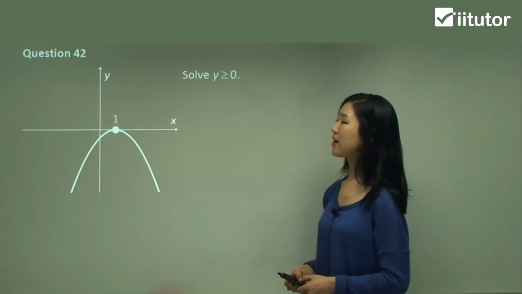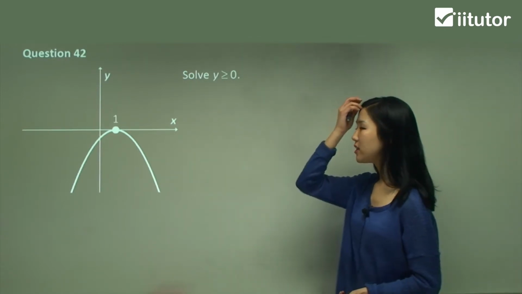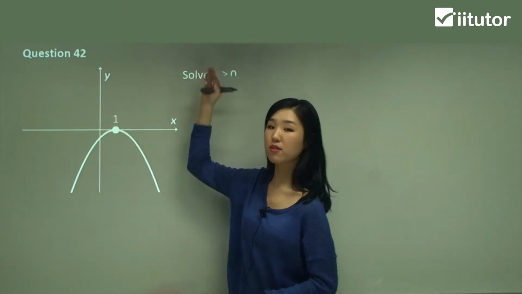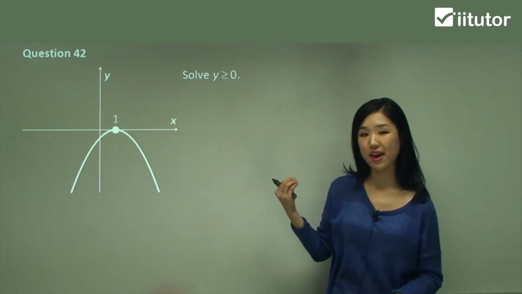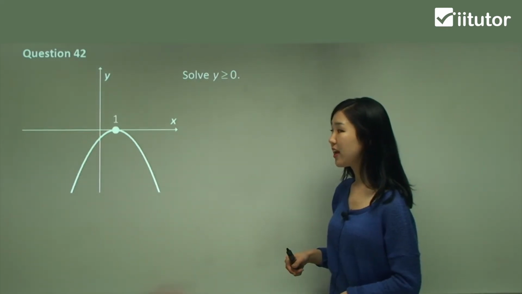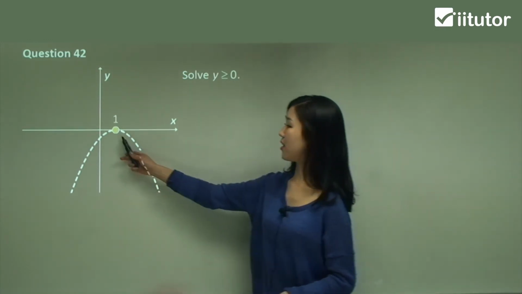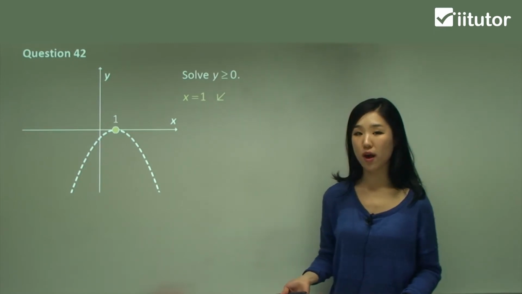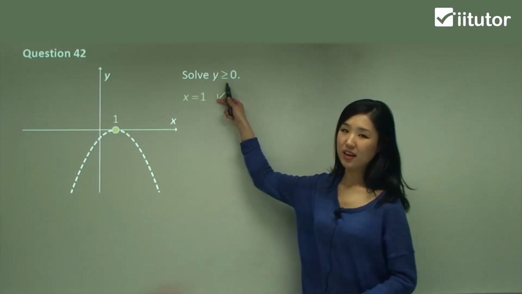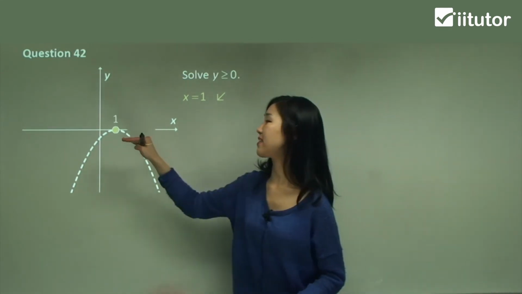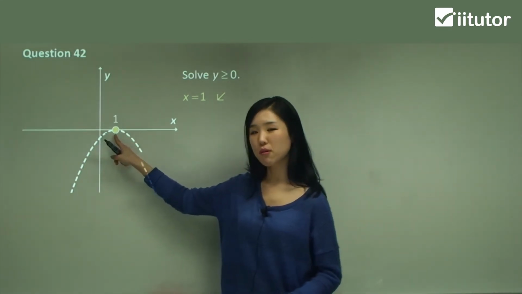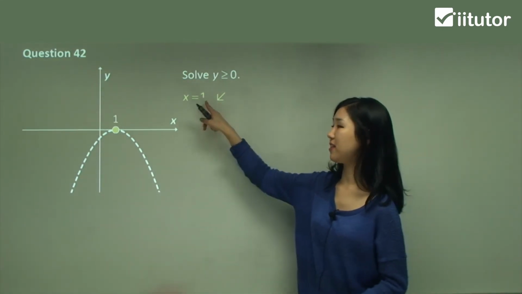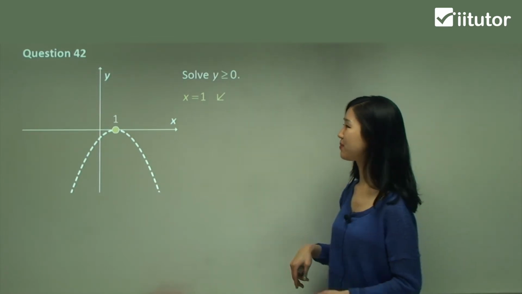42, solve y is greater or equal to 0. Now, greater or equal to 0 means any part on the x-axis or above, isn't it? Because it's equal to, we can include those points that are on the x-axis as well, which is only that particular point here. So the only answer for this one is x equal to 1 because of that equal to sign. Because we can include the points on the x-axis, we can include that point. But remember, there's nothing else above the x-axis, so we're only having one particular answer there.